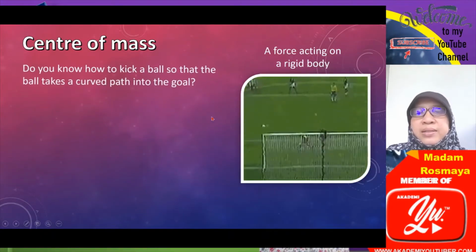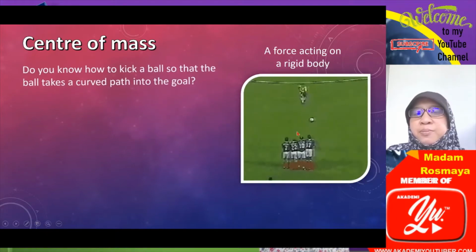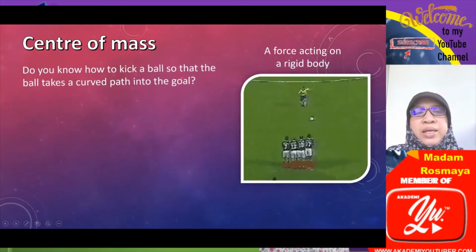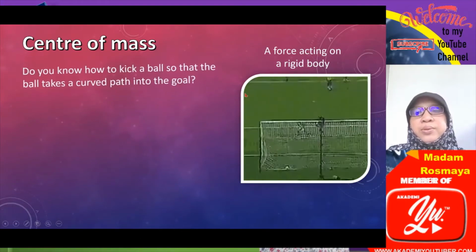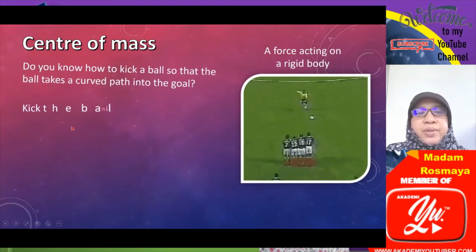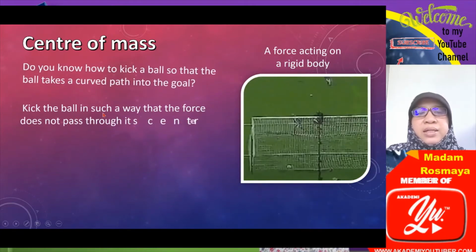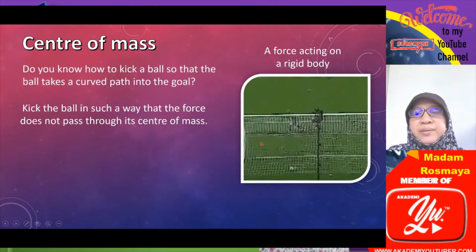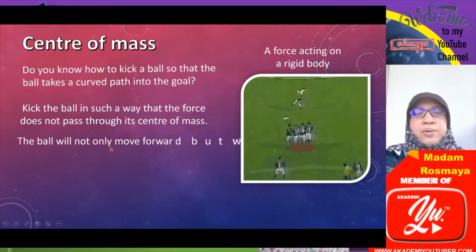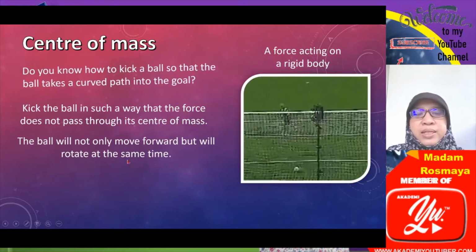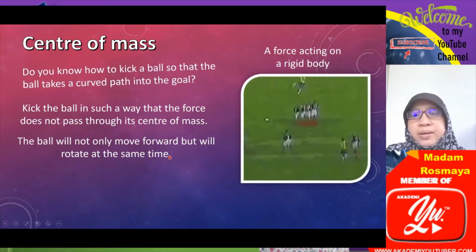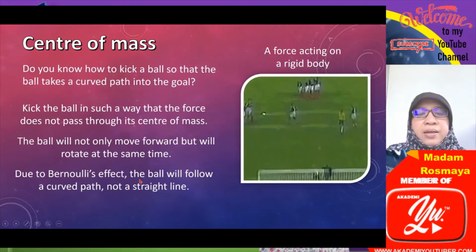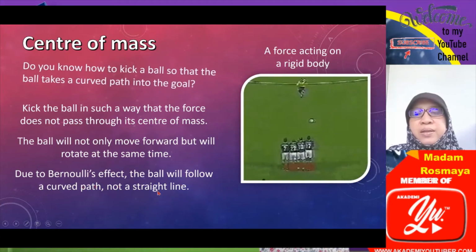Another example is in football. Do you know how to kick a ball so that it takes a curved path into the goal? You kick the ball in such a way that the force does not pass through its center of mass. So the ball will not only move forward but will rotate at the same time. Because of the rotation, due to the Bernoulli effect, the ball will follow a curved path, not a straight line.